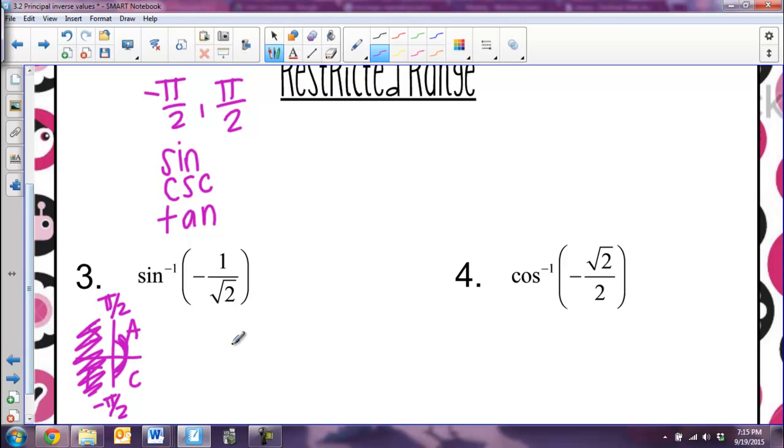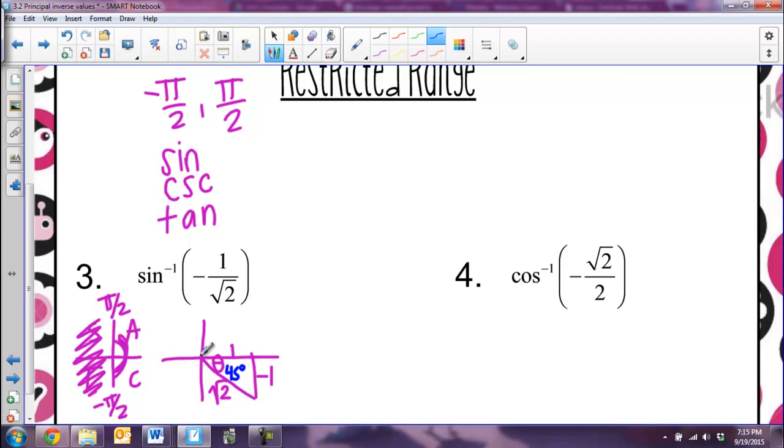So when I draw this triangle, I'm going to go ahead and put my reference angle in, my theta. I know that sine is opposite over hypotenuse, so this would be -1. This side would be root 2. Okay, and then you can either do your Pythagorean theorem or recognize that this is a 45, 45, 90, because we have side lengths of 1 and then square root of 2. So then when you look here, my reference angle would be 45 degrees.